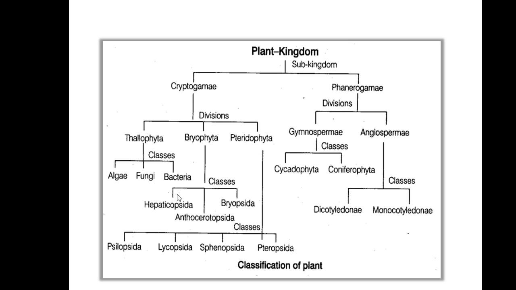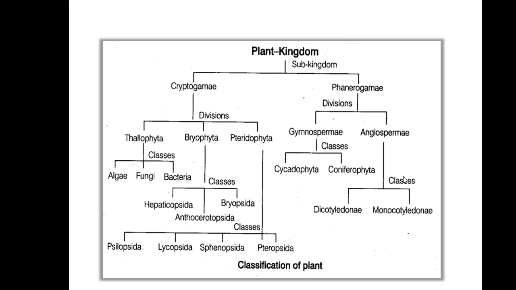Bryophyta is again divided into three classes: Hepaticopsida, Bryopsida, and Anthocerotopsida. Pteridophyta is divided into four classes: Coleopsida, Lycopsida, Spinopsida, Pteridopsida. So these are all the four varieties of the pteridophytes.